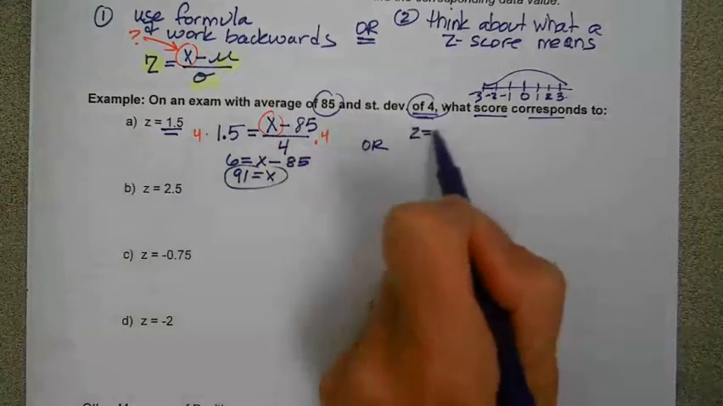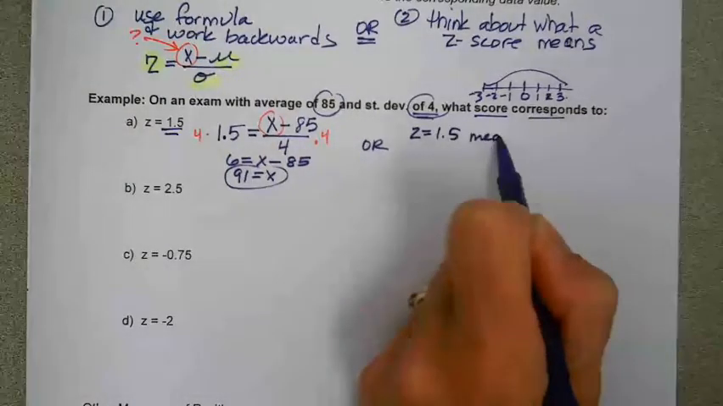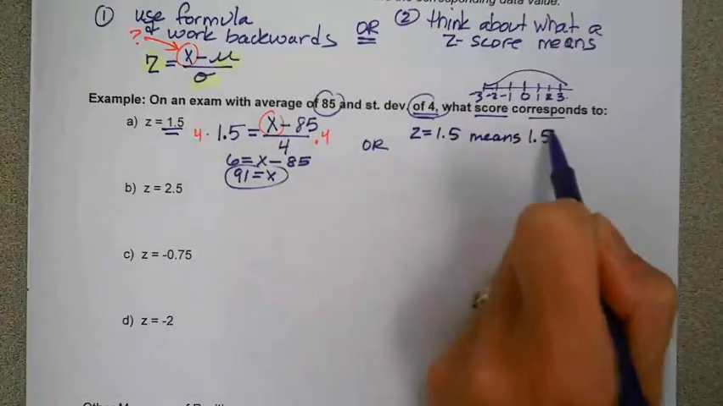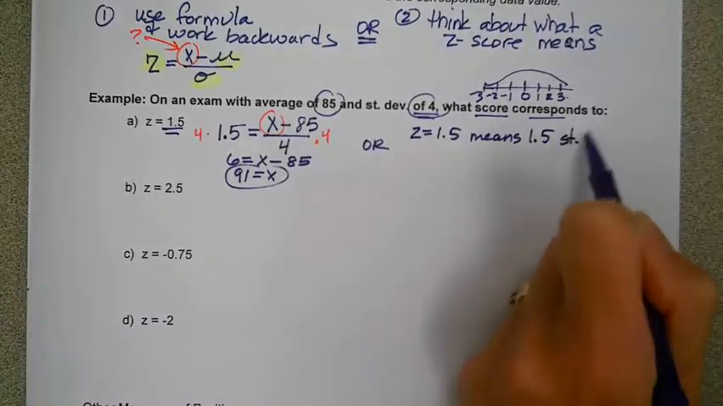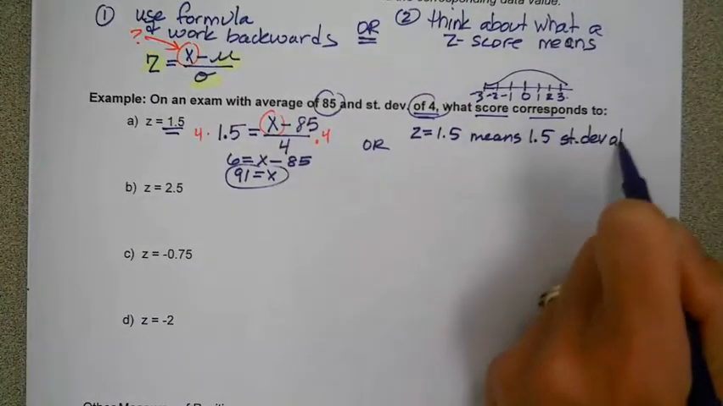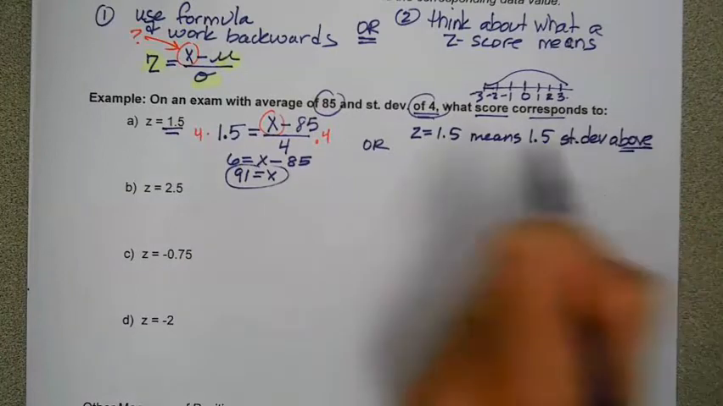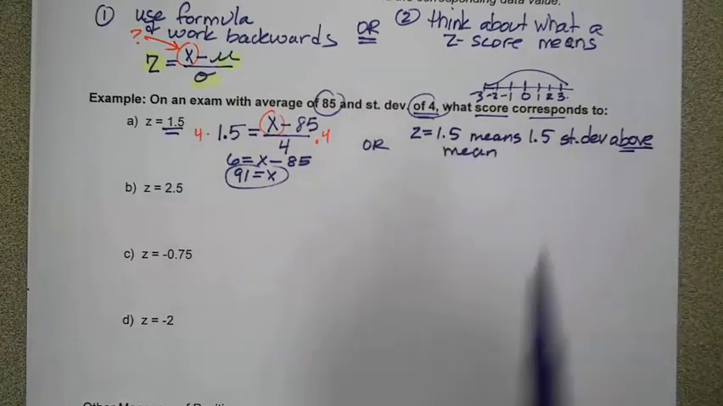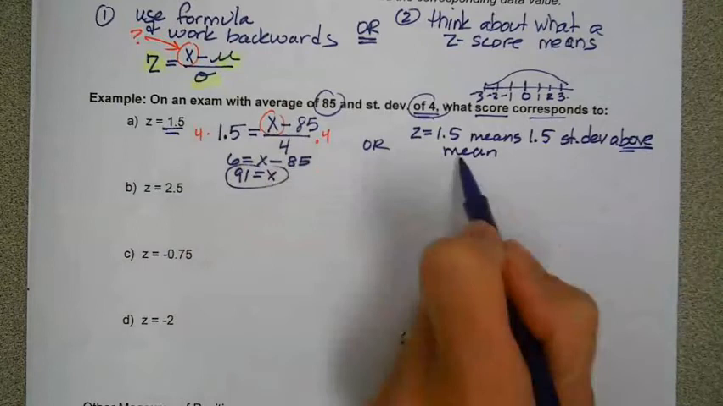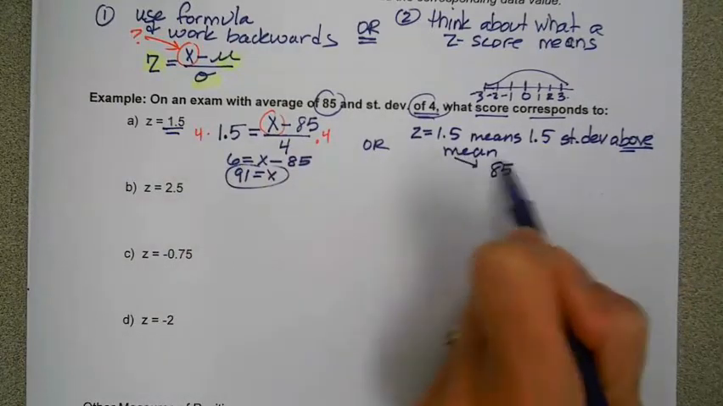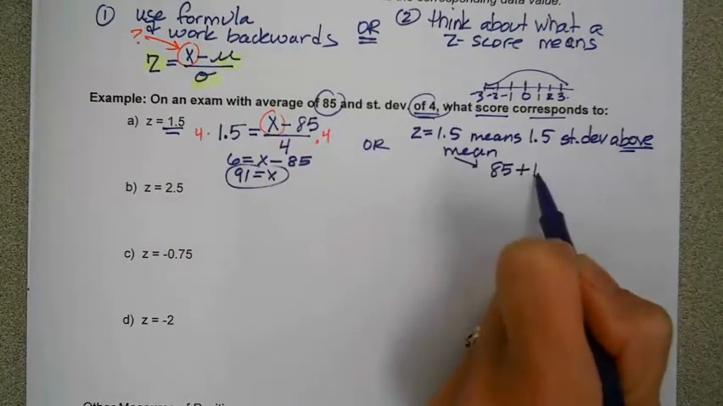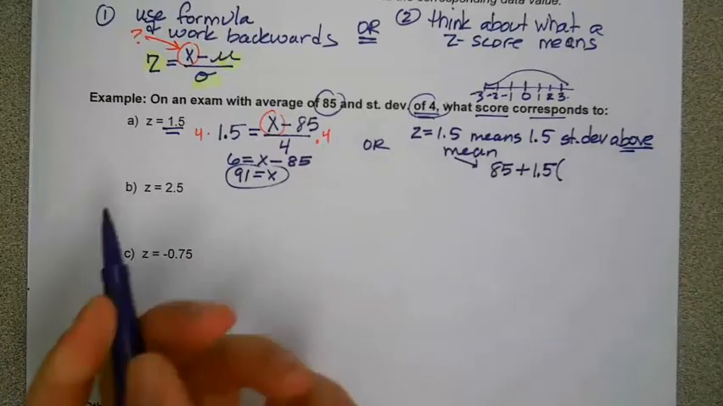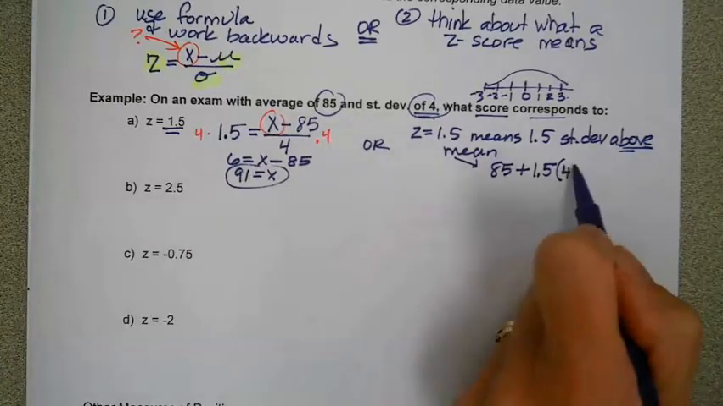So z equals 1.5 means 1.5 standard deviations above, because it's positive, so above the mean. So just go, okay, well, the mean is 85. And I have to go up, so I'm going to add 1.5 standard deviations. And a standard deviation is 4.